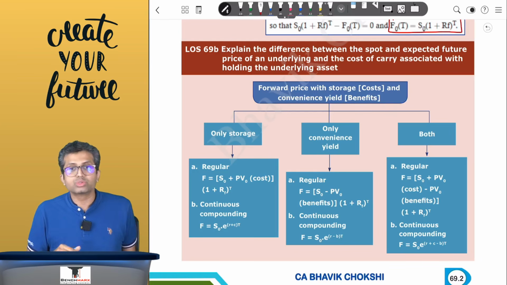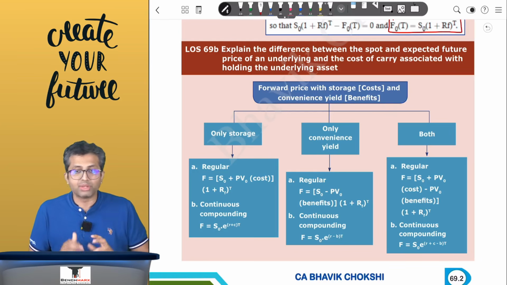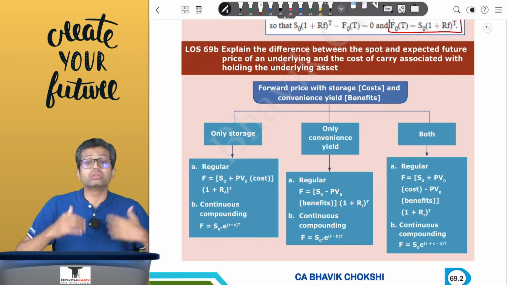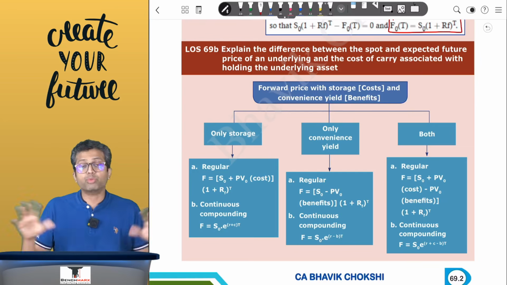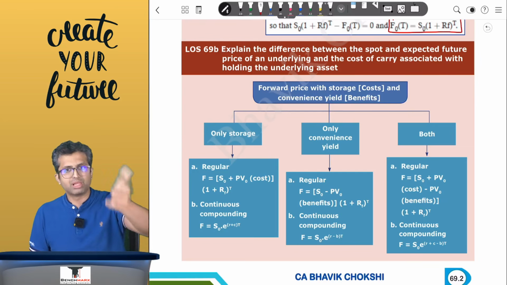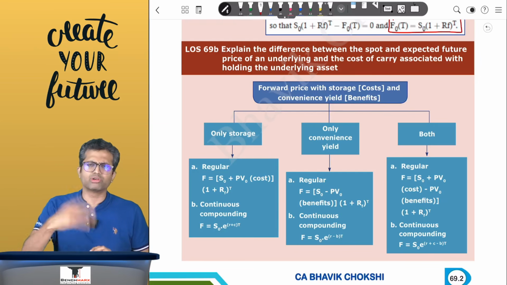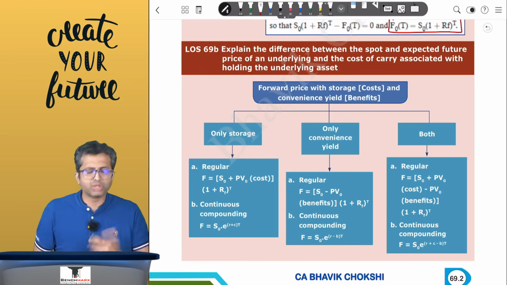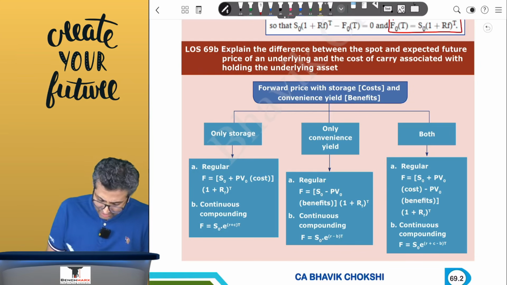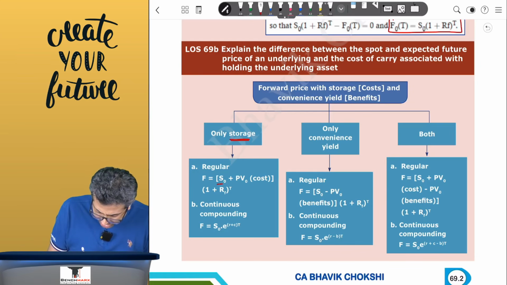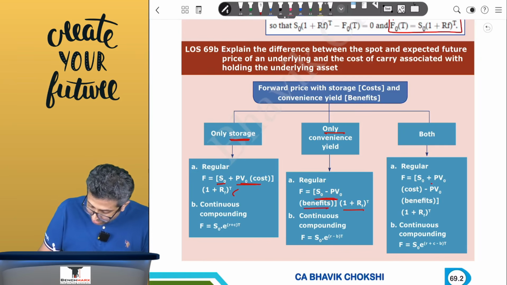And why reduce the benefit? Because the spot holder will get the benefit, but the futures holder will not, and hence you will reduce the benefit. And if both of them come, it will be the spot plus the storage minus the benefit into 1 plus RF. In case it's a regular contract and it is continuous compounding, the formulas will be slightly different. So over here, if there is only storage, you will have S plus the present value of storage cost into 1 plus RF. If it is only convenience yield, S minus the present value of benefits into 1 plus RF. And if it is both, basically you will add the storage cost, subtract the benefits, and that's about it.